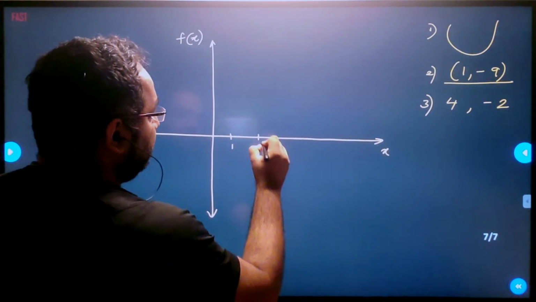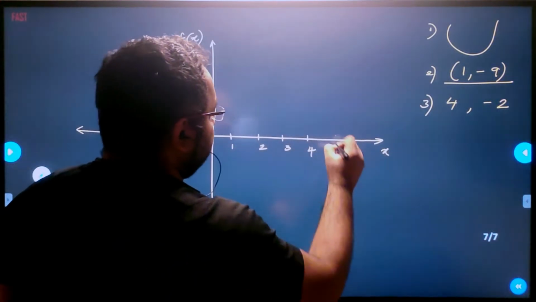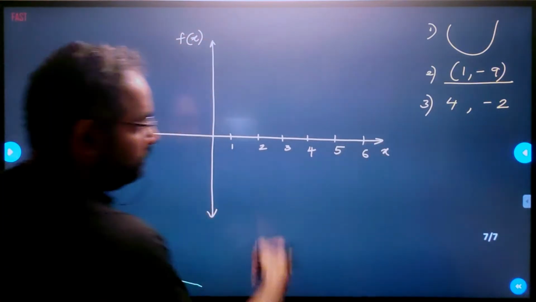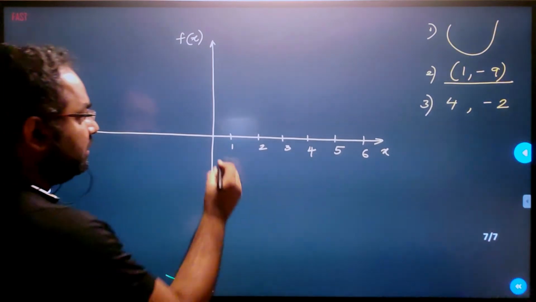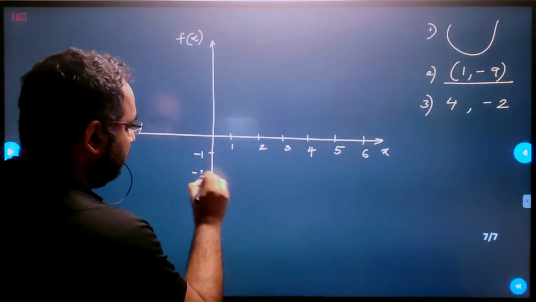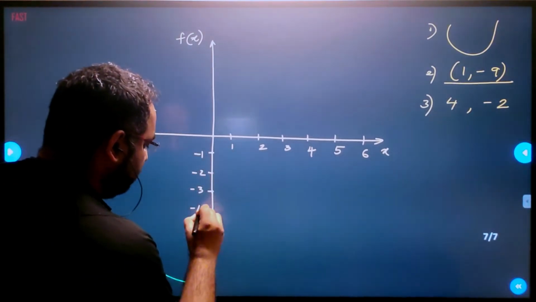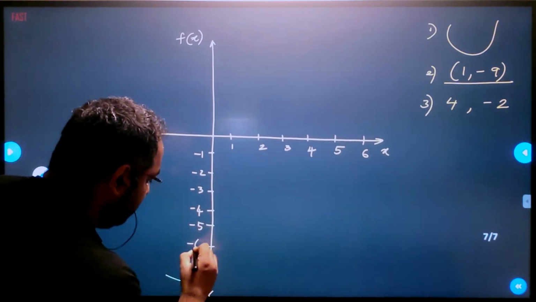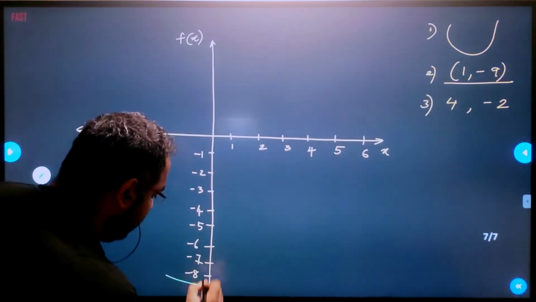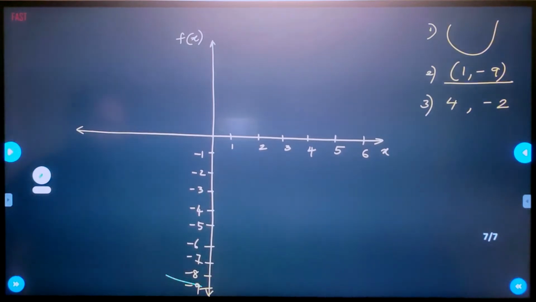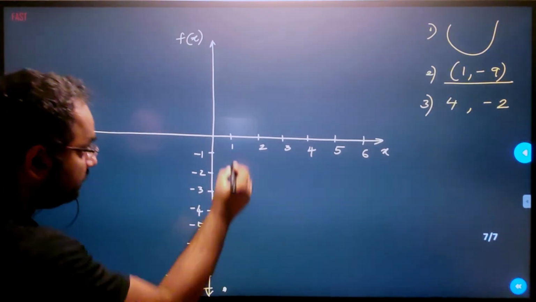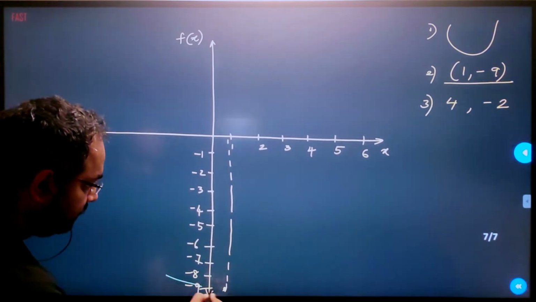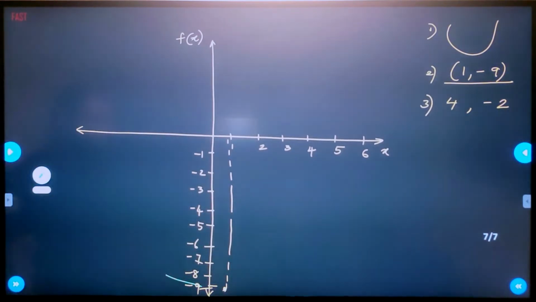So I'll roughly do a coordinate system to go all the way to minus 9. So I'll extend it here. So this is going to be minus 1, minus 2, minus 3, minus 4, minus 5, minus 6, minus 7, minus 8. Please adjust as minus 9 here. So 1 comma minus 9 will be somewhere here, roughly. So that is where it's going to peak.